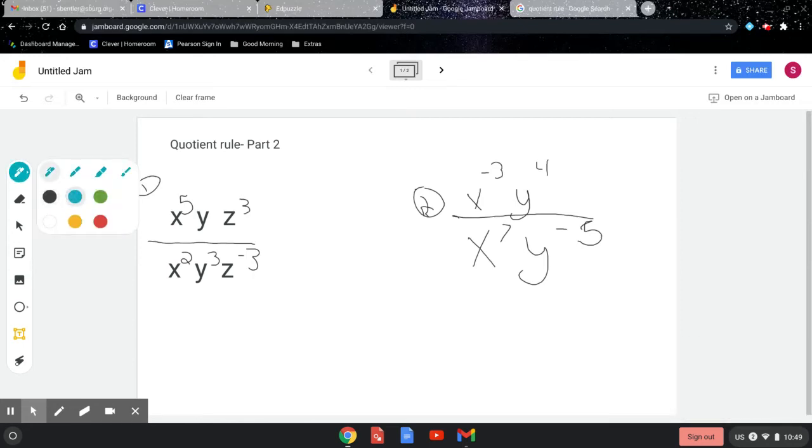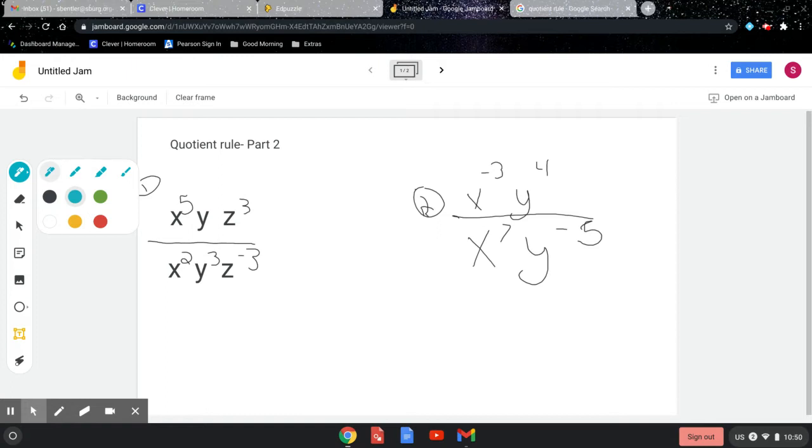Are we ready to move on with quotient rule part 2? So what's different about this one is there's a couple more variables than there were yesterday. Actually, there wasn't even variables yesterday. Now there are variables and there's more than one. But we're going to treat this the same way.